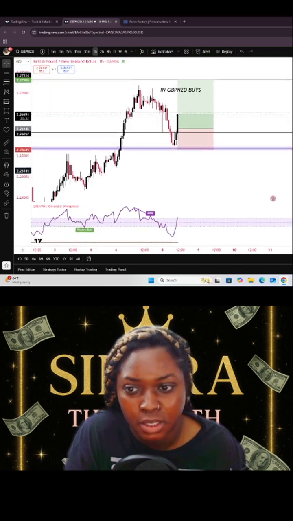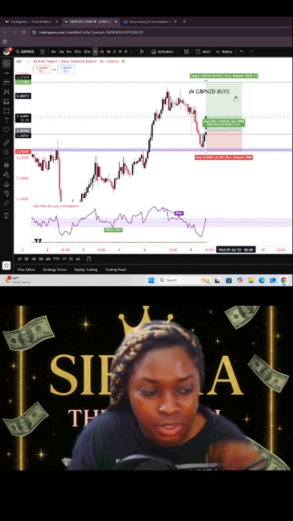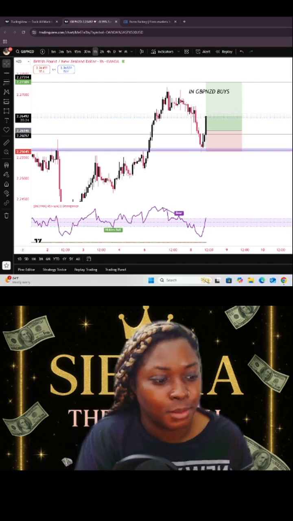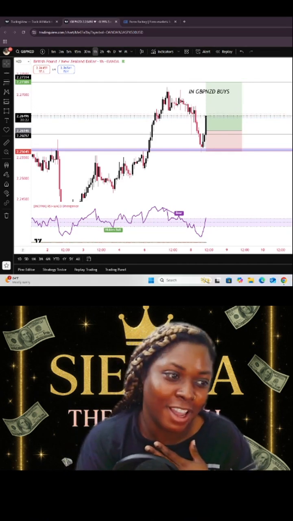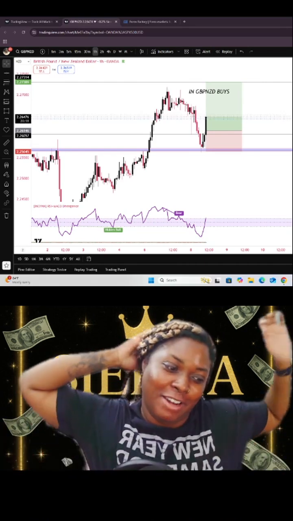Look at GBP NZD, y'all. It's gonna blow through TP. But TP's 116 pips. We ain't gonna be greedy. Let me see. I'm already up like 800 pips this week. I should be done.